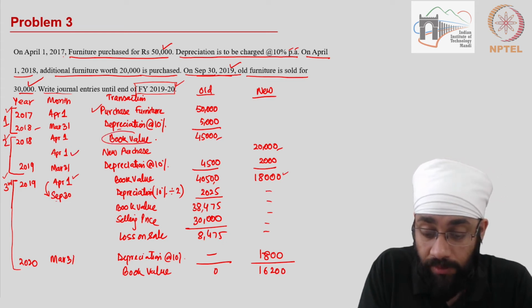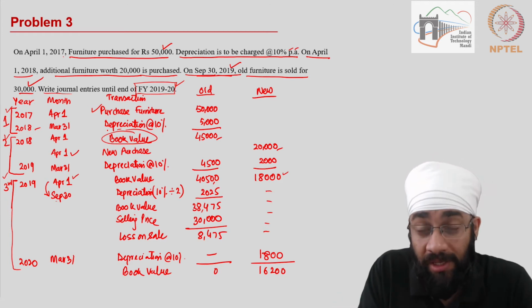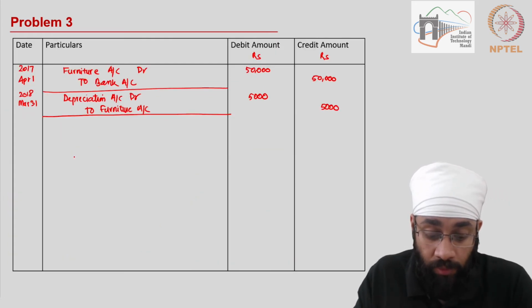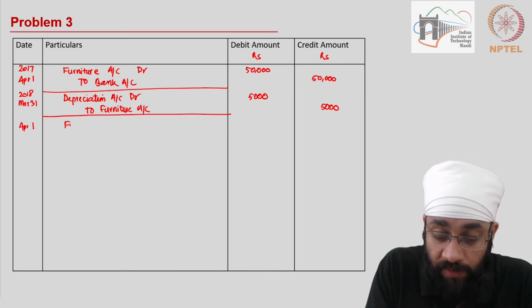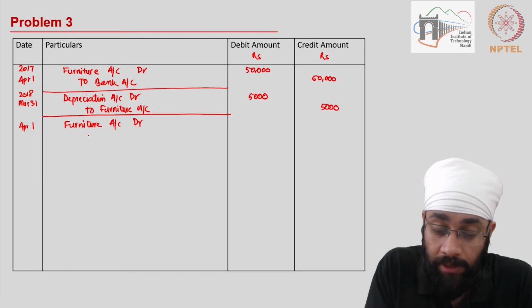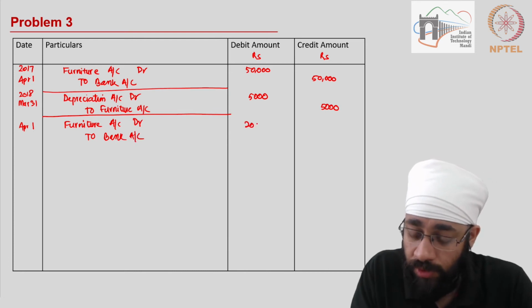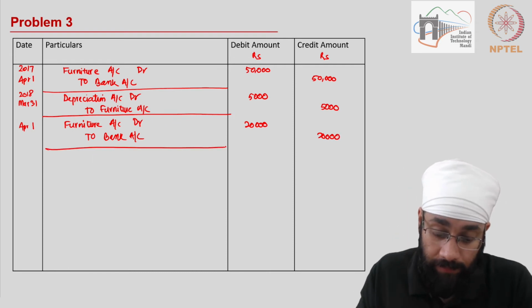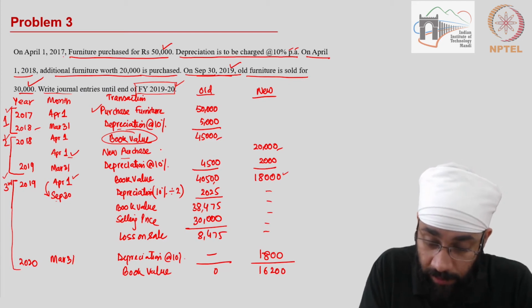Now this book value, this is not a transaction. This is only a calculation that we are doing. There is no transaction happening here. So the transaction is the new purchase, April 1st in 2018. So April 1st, you purchase more furniture. So we'll say furniture account debit to bank account. The amount was 20,000. 20,000 purchased. Here, new purchase.